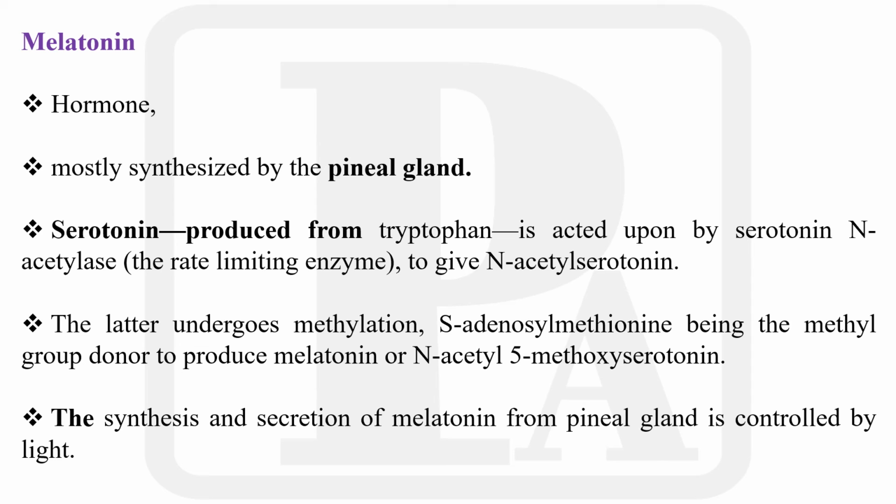Next one is melatonin. This is a hormone. Already we have seen serotonin is a neurotransmitter, whereas melatonin is a hormone. It is mostly synthesized by the pineal gland. Serotonin is produced from the amino acid tryptophan, which is an aromatic amino acid. With the help of the enzyme serotonin N-acetylase, N-acetyl serotonin is formed. That N-acetyl serotonin undergoes methylation with the help of S-adenosyl methionine. Finally, melatonin is formed. What is the chemical name for melatonin? It is N-acetyl 5-methoxy serotonin. The synthesis and secretion of melatonin from the pineal gland is mainly controlled by light.